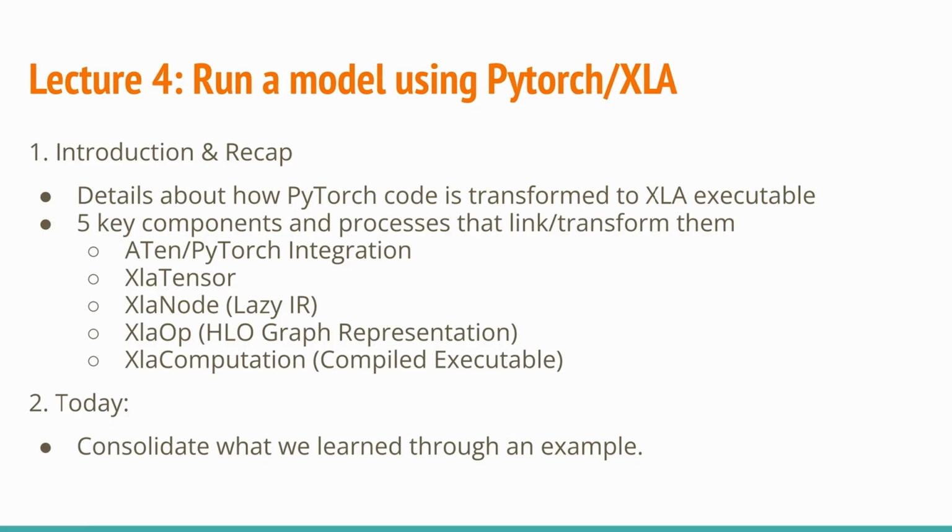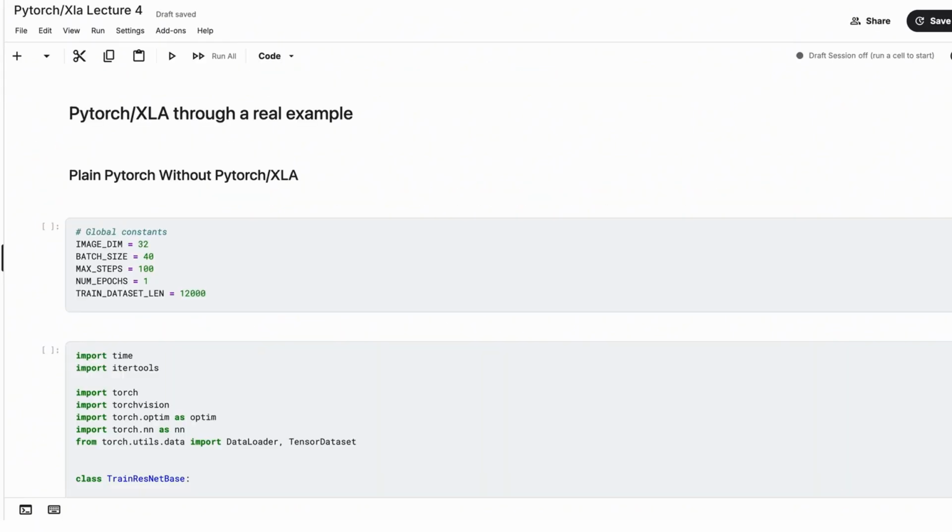In today's lecture, we're going to use a real-world example to show you exactly how to take an existing Pytorch code and adjust it to run on XLA devices using Pytorch XLA. Plus, I will share some handy debugging tips. Let's move into our notebook to take a look at today's example.